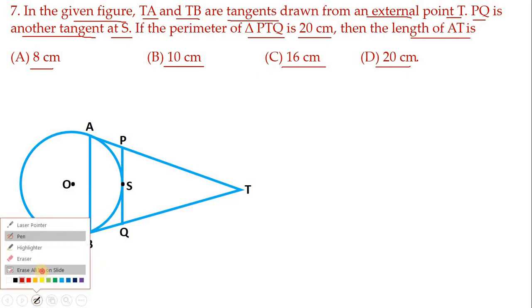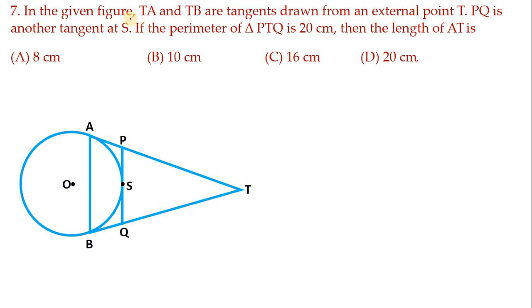Now look at the figure and understand the problem. So in the figure, TA and TB are tangents drawn from an external point P. So here P is external point. They have drawn TA. I mean this full length is tangent and TB also tangent. These two are the tangents drawn from an external point P. PQ is another tangent at S. So now PQ, this is also tangent at S. Now what we have to find is the length of AP.